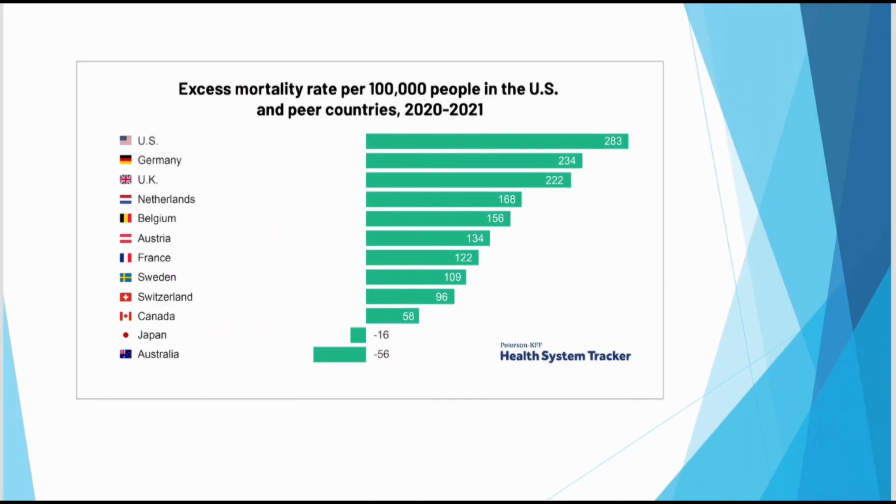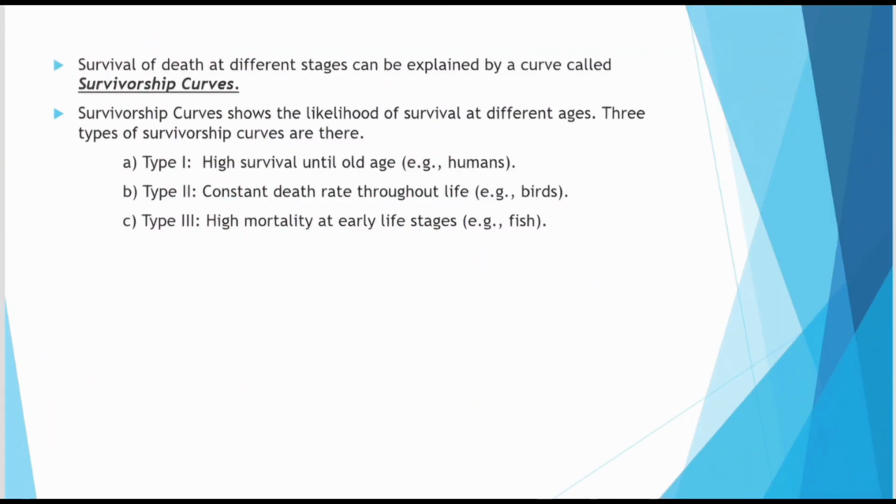See, this diagram shows the mortality rate per 1 lakh people in the USA calculated in 2020-21. In this, we can analyze the mortality rate in many countries. There is a curve related to mortality. It is called the survivorship curve. Survival and death at different stages can be explained by a curve called the survivorship curve.